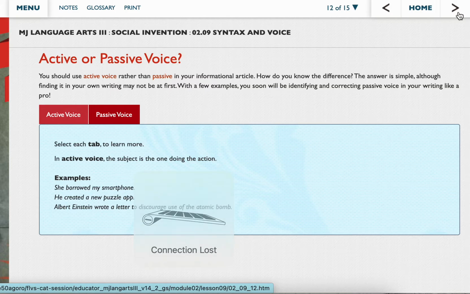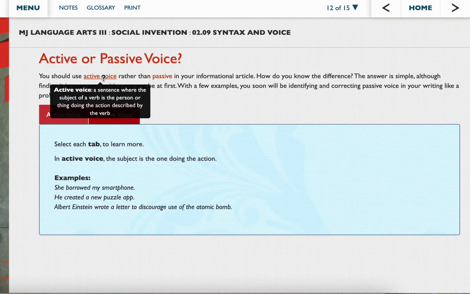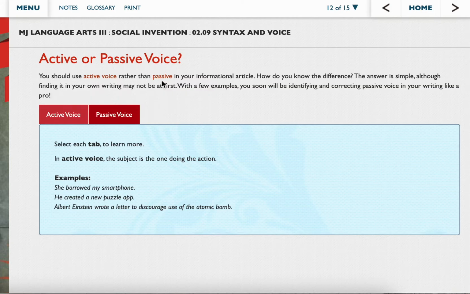Active or passive voice. You could use active voice rather than passive in your informational article. Active voice is a sentence where the subject of a verb is the person or thing doing the action described by the verb. Passive is a sentence where the verb describes what has been done to the sentence object.